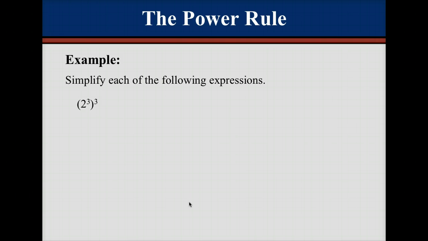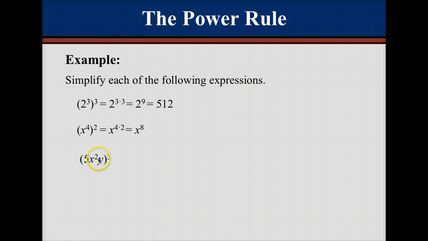Let's look at simplifying each of these. Notice we have a power to a power. So it's 2 to the 3 times 3, which would be 2 to the 9th, which would be 512. X to the 4th to the 2nd, so it's power to a power. It's going to be 4 times 2, which would be 8.